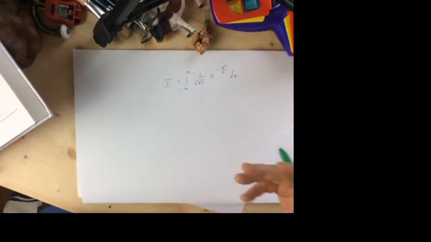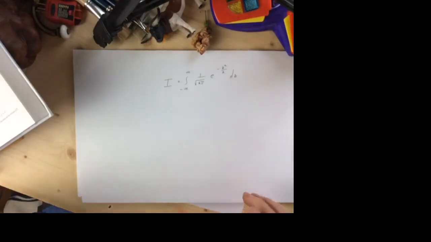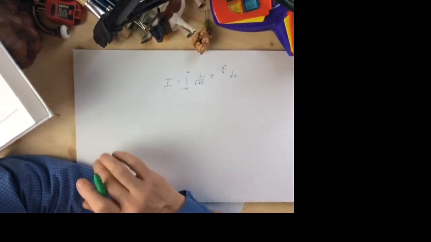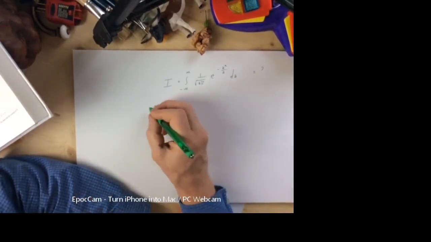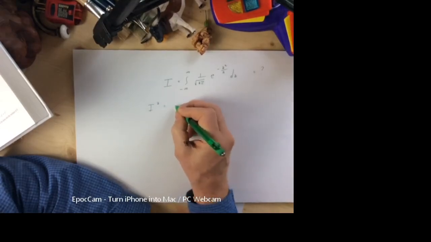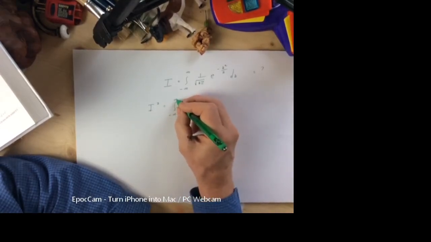Okay, and I'm using z as a dummy variable because I'm going to want to use x and y here as well. So here's an integral I would like to know. I do not know its value. Now, I happen to know that when I square that integral, I have every right to write that integral twice.